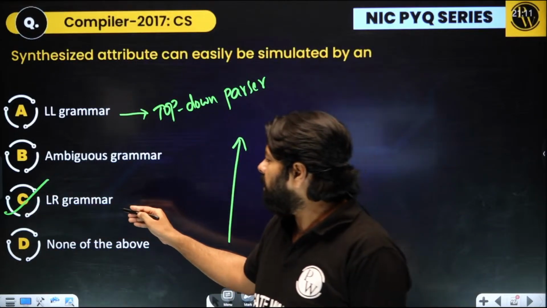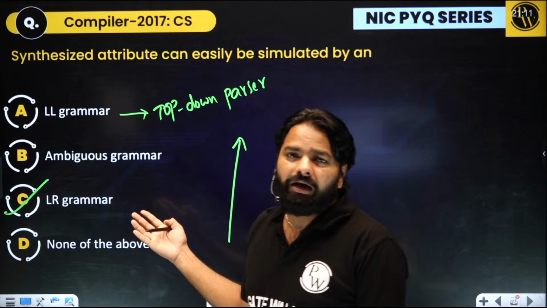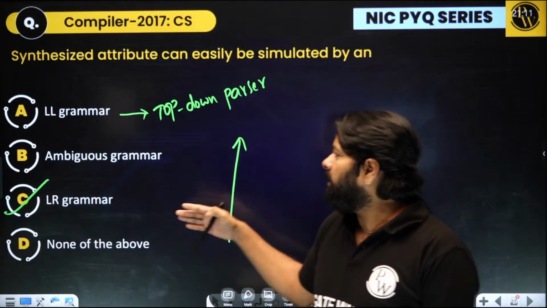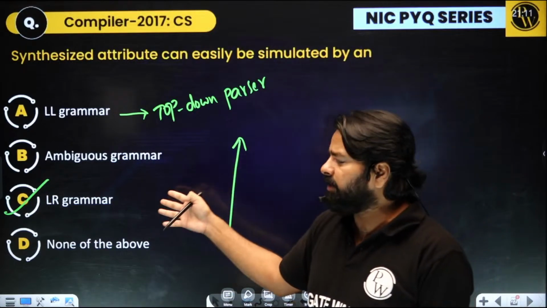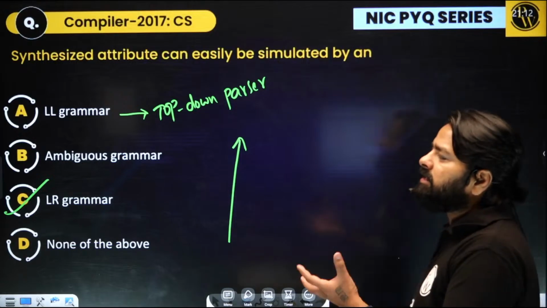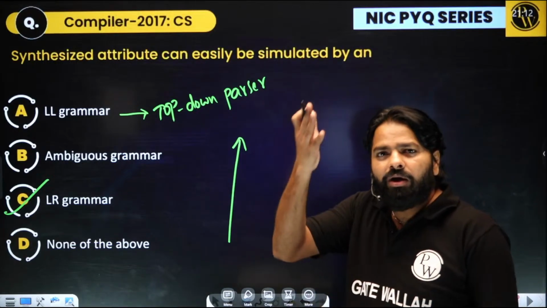LR parser or LR grammar, even SR parsers. There are many names to understand LR grammars, right? LR parsers, SR parsers, shift reduce parsers. You should use LR grammars to understand synthesized attributes, because you can evaluate from bottom to up.